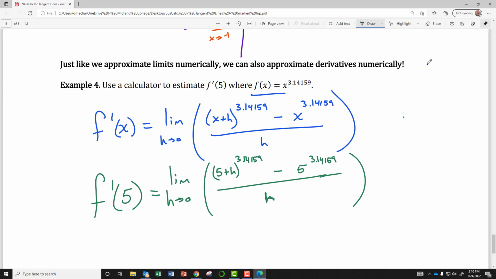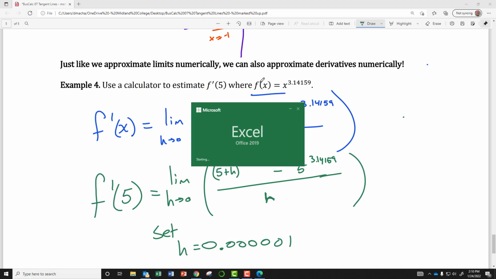And all it takes to approximate this numerically is to set, not h equal to 0, because that would be undefined, but h equal to a really, really small number, like 0.000001. Whenever I take h to be 1/millionth like this, we can actually get a pretty good approximation of what this derivative is.